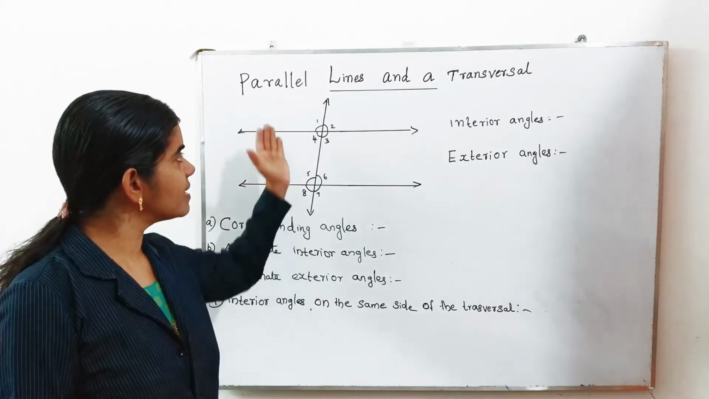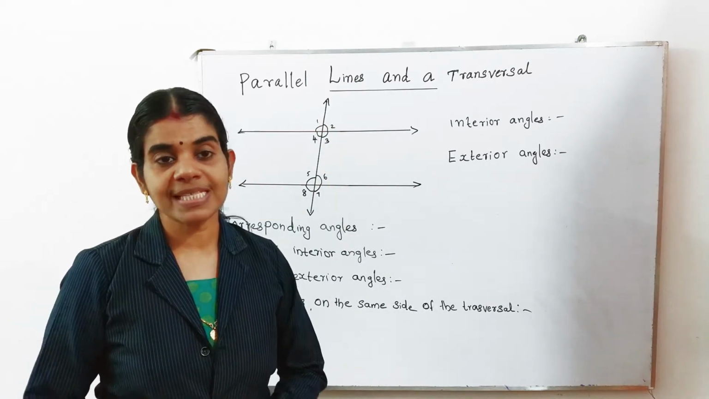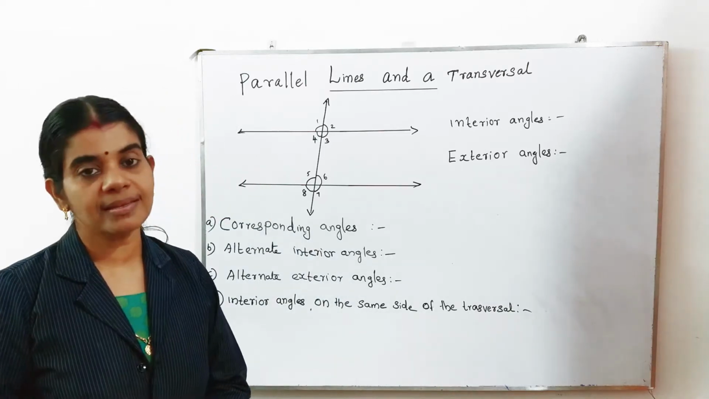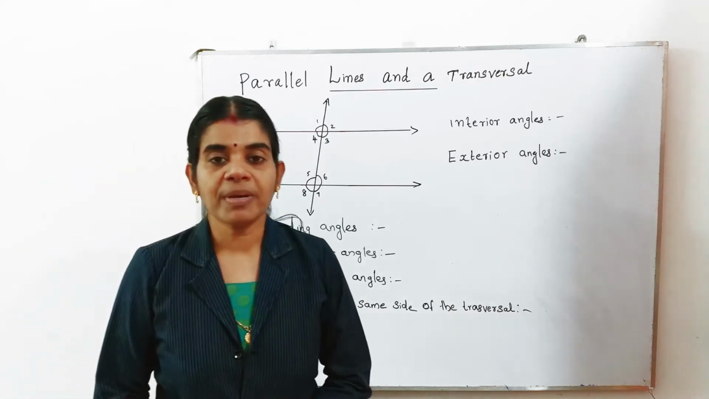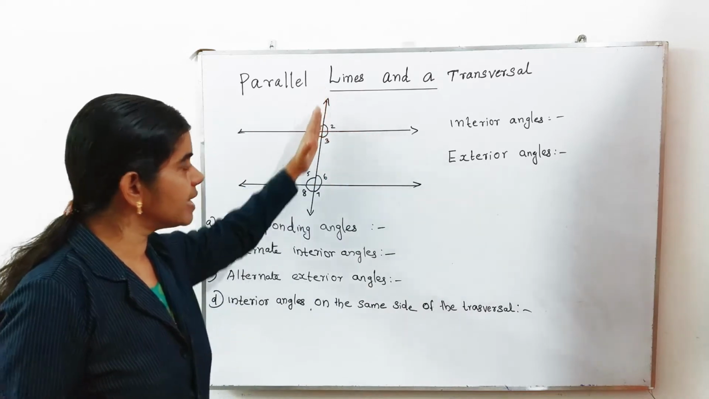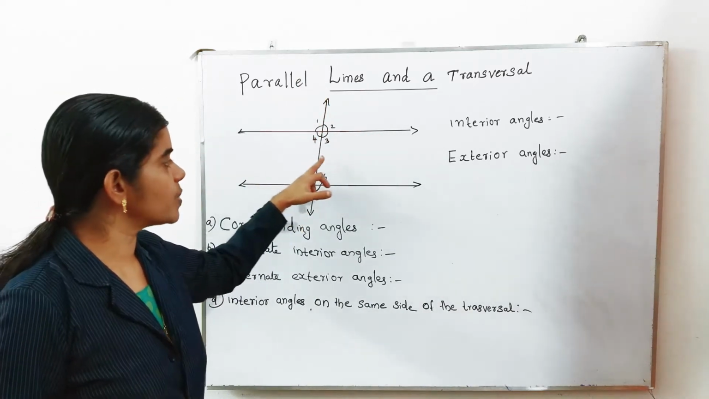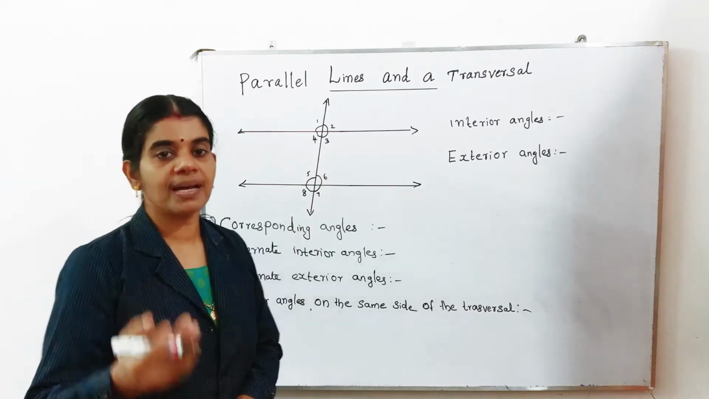We are continuing the same lesson, parallel lines and lines and angles. It's another topic, parallel lines and a transversal. You already studied what is meant by a transversal. If two or more lines are divided by another line, that line is known as the transversal. Two or more parallel lines cut by another line.